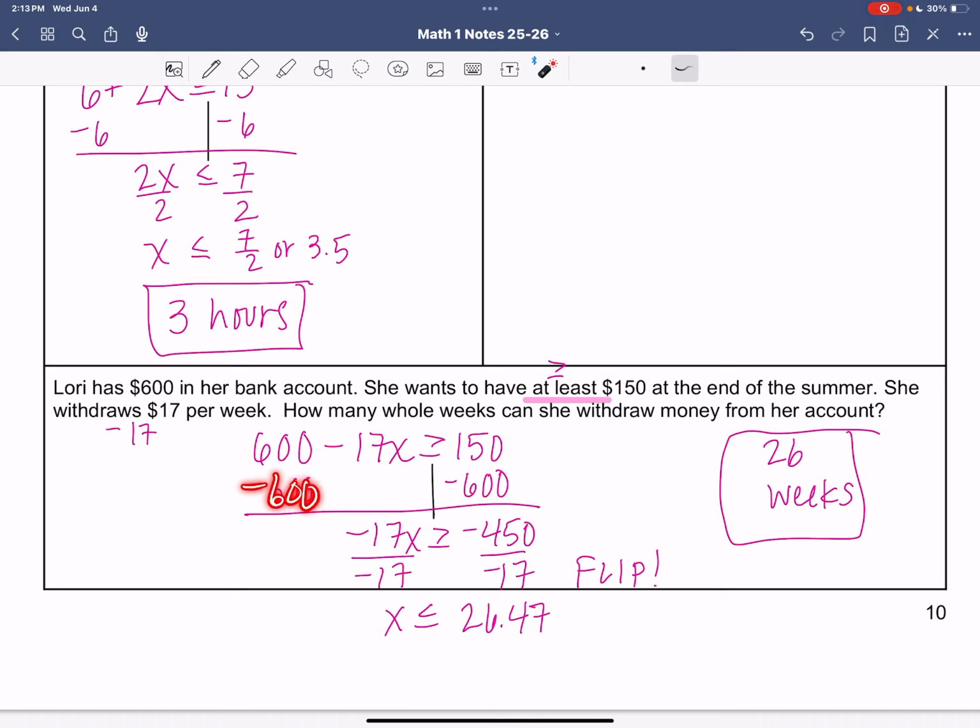Subtract 600. That cancels out, and I'm left with negative 17x is greater than or equal to negative 450. Well, now this is negative 17 times x, so we have to divide both sides by negative 17. And when you do that, you have to flip the sign. So now you're going to get x is less than or equal to 26.47. But it wants to know whole weeks. So we can't go to 27 because that's more than what we have. So whole weeks would be 26 weeks.